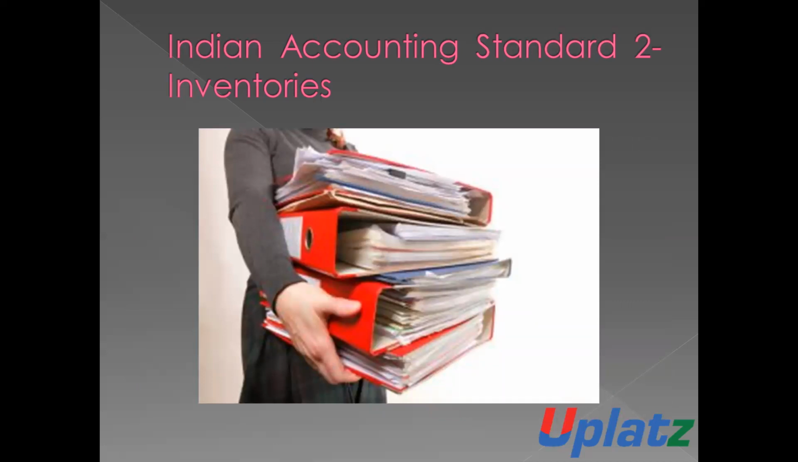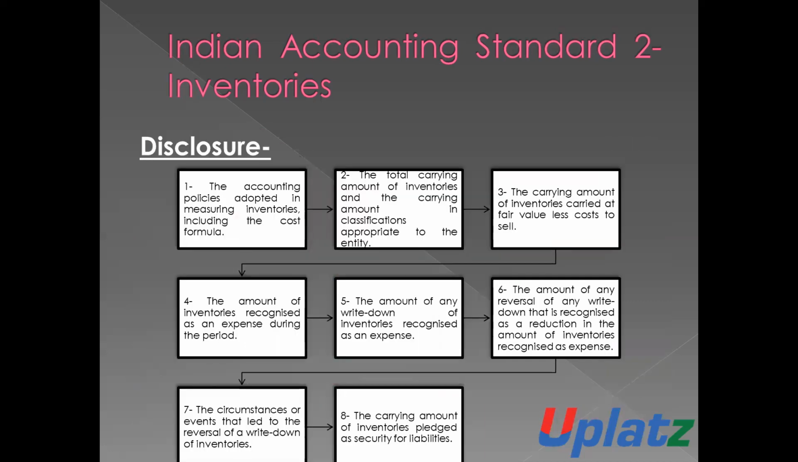Disclosure. What are the disclosures as per Indian Accounting Standard 2? The following disclosures are to be made as per Ind AS 2. Number 1, the accounting policies adopted by the enterprise in measuring the inventory, and this also includes the cost formulas. The entity will disclose the accounting policies used in measuring the inventory, including the cost formulas.